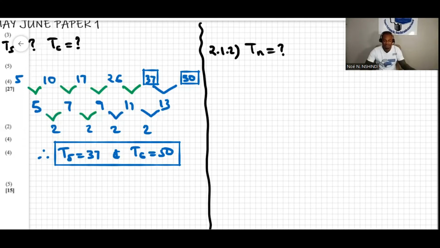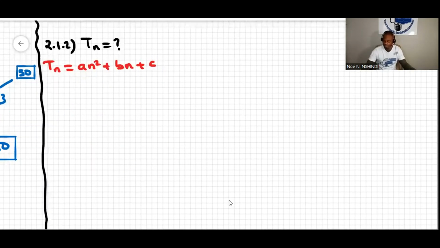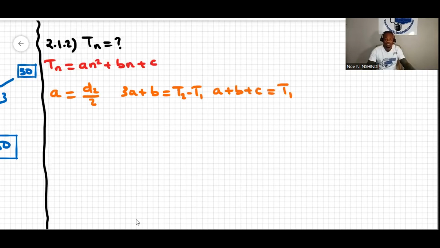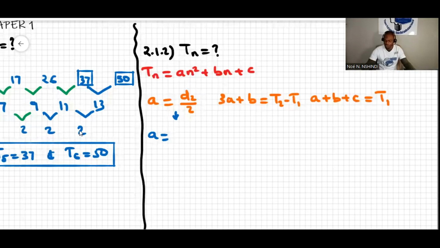Tn is given by an squared plus bn plus c. And from this formula for the quadratic pattern, we know that a is equal to the second difference over 2. Then 3a plus b equals the difference between the second and the first term, and a plus b plus c must be equal to T1. Now we can substitute the values. The second difference we found earlier was equal to 2. So this will be 2 over 2, and then a will be equal to 1.